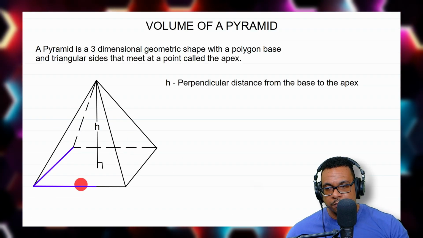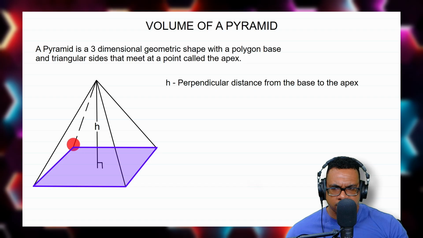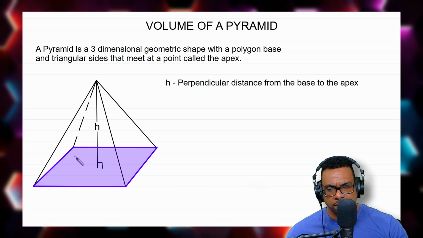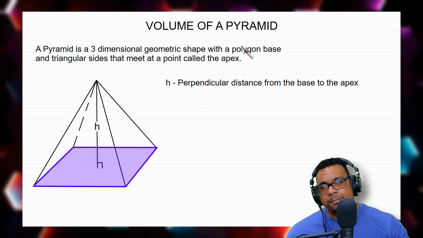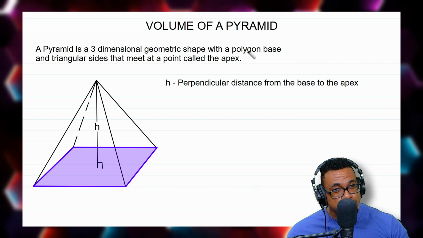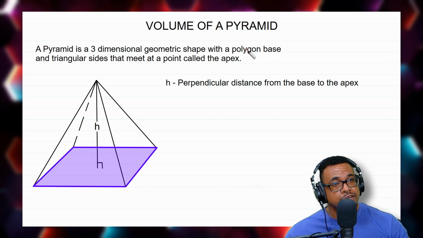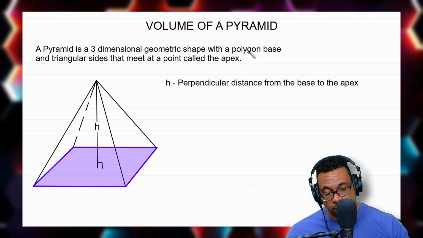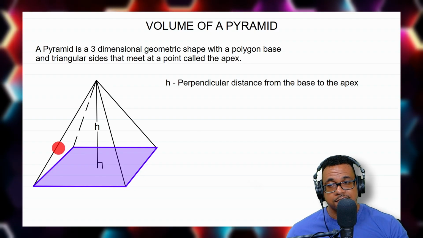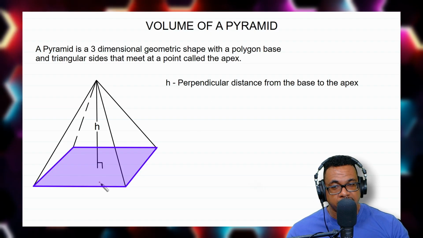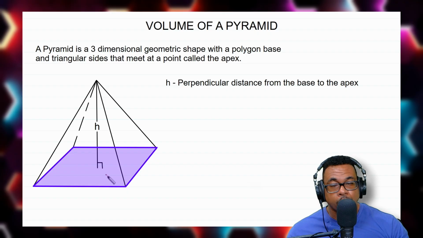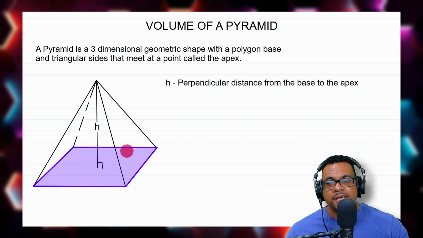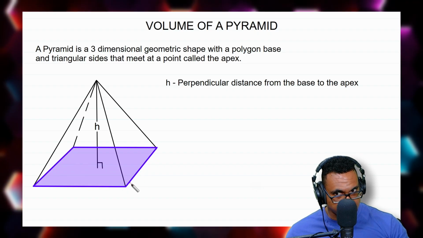So this here would be the polygon base. And in this pyramid, I have a rectangle here for the base. Now a polygon is a closed shape that consists of three or more sides. So a triangle is a polygon, a square is a polygon, a rectangle is a polygon. We could even have a hexagon, a heptagon, decagon, all those are polygons. So the base could be any polygon.